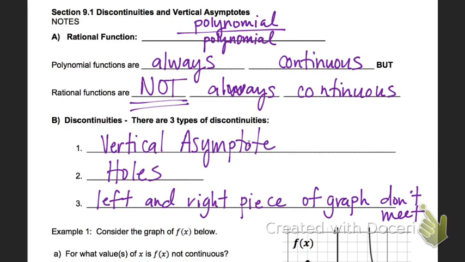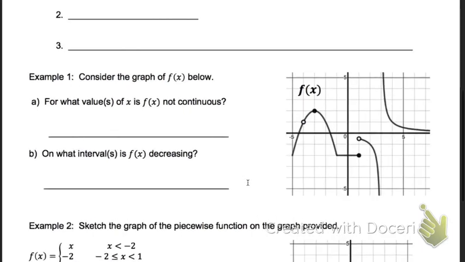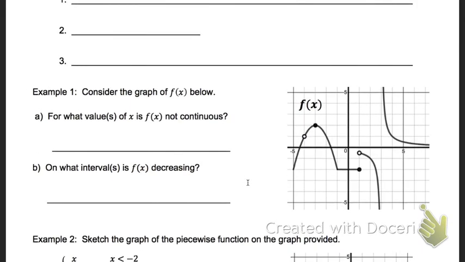So we're just going to look at a graph. We're not even going to look at any equations yet. We're just going to look at the graph and see if we can identify if there are any holes or places where there's a discontinuity. So I'm going to scroll down to example 1. For what values of x is f of x not continuous? What are some x values where there's a hole, an asymptote, or they don't meet?